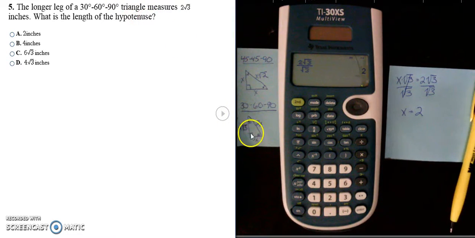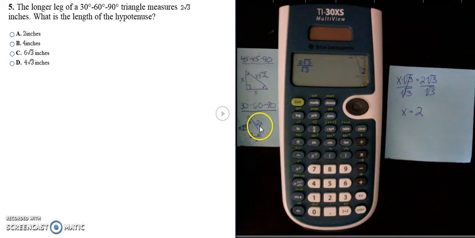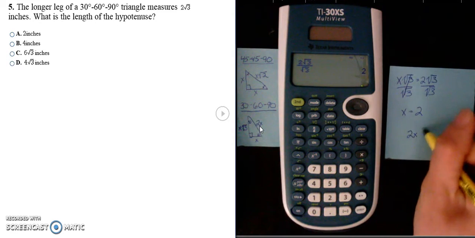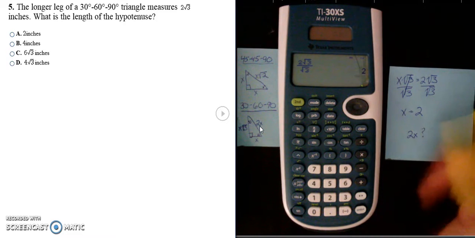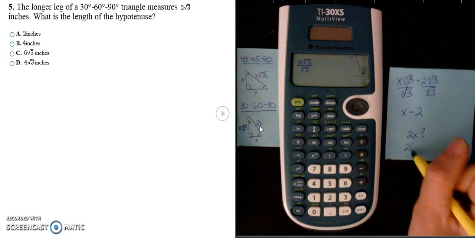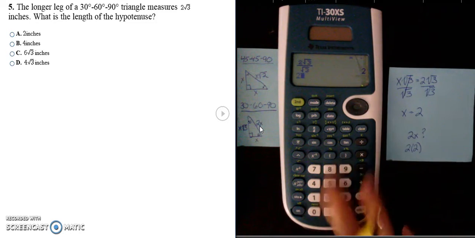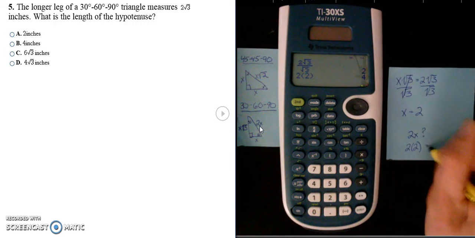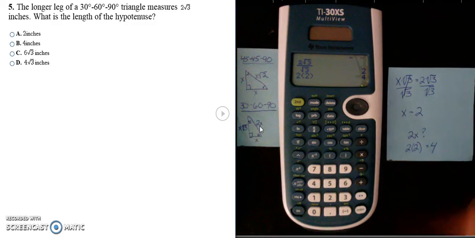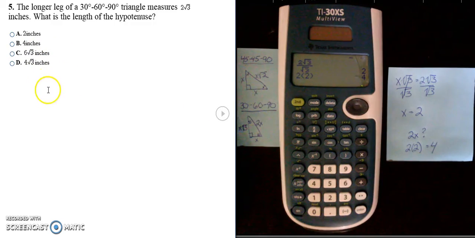Careful. The hypotenuse here is across from the right angle, so the hypotenuse in my rule triangle is 2 times x. So I'm looking for what is 2x. I know that x is 2 because I just solved for that, so I can take 2 times 2 here, which is going to be 4. And so 4, choice B, is going to be my final answer.